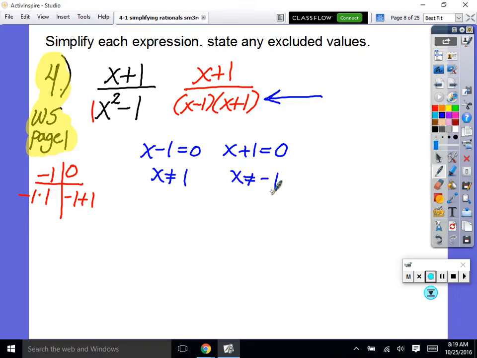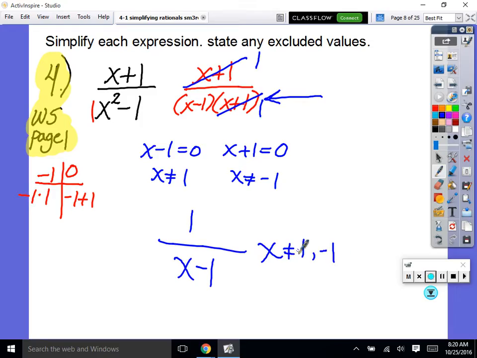Everybody good? Okay, now we can simplify it. We have x plus 1 on top, x plus 1 on bottom. That's 1 over 1. So in our final answer, there's a 1 on top, on bottom, x minus 1. That's our answer as long as x does not equal 1 or negative 1, because if it does equal 1 or negative 1, that's not our answer, the answer is undefined.